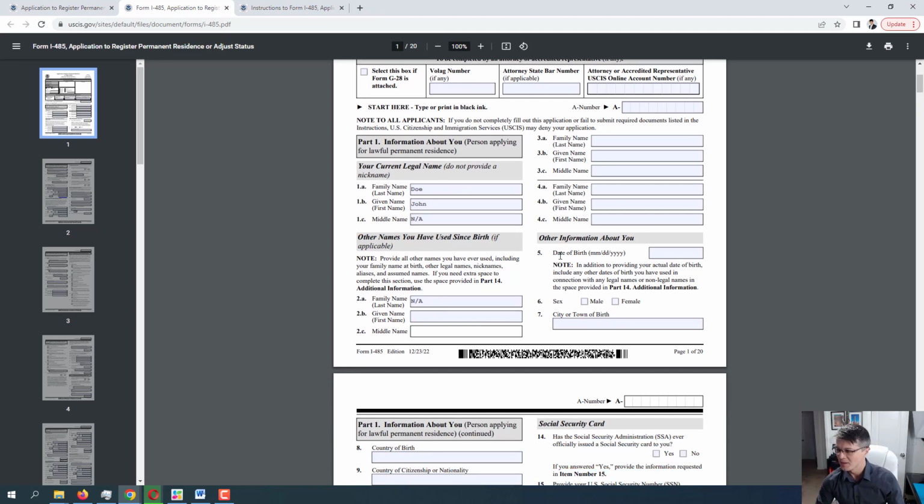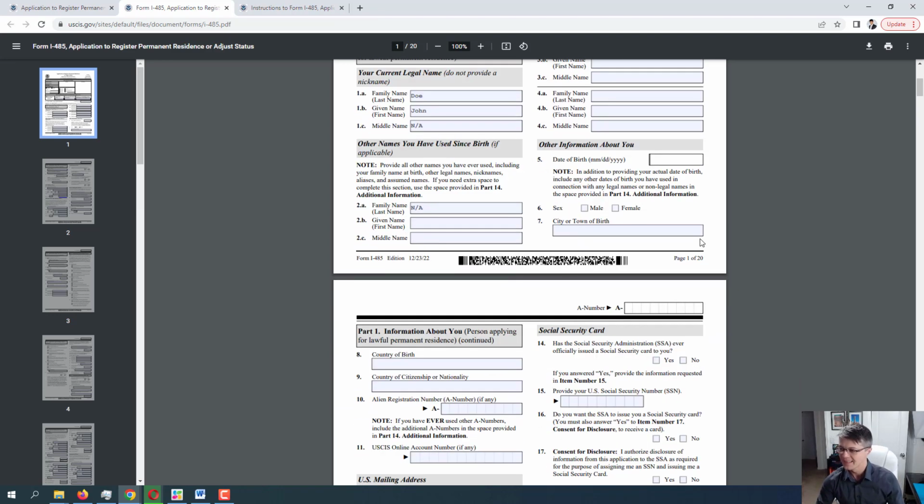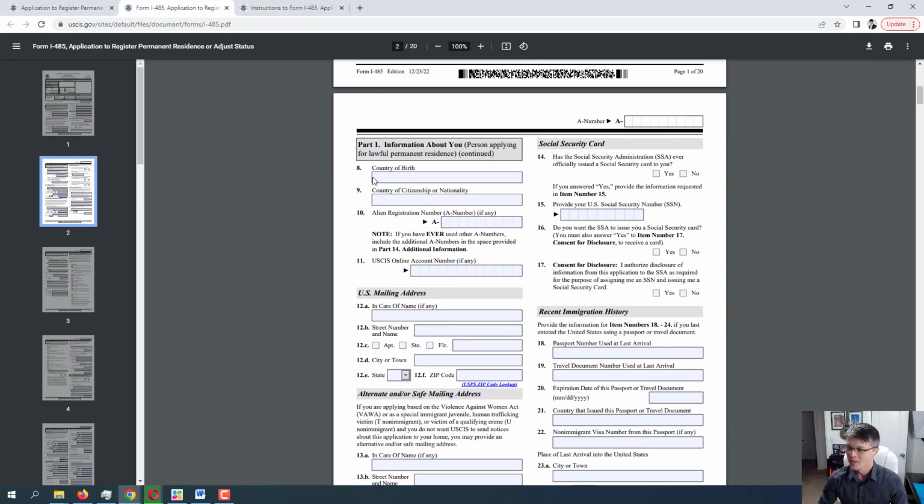Other information about you, date of birth, obviously clear. Sex, male, female. All right, this guy's male. City or town of birth, well, he's from Rio de Janeiro, which I don't even know how to spell properly, but that's where he is from in our example. Moving further, it's still part 1, information about you, country of birth. In our case, it's Brazil, but again, I'm doing this just for example purposes. Country of citizenship, still Brazil for us.